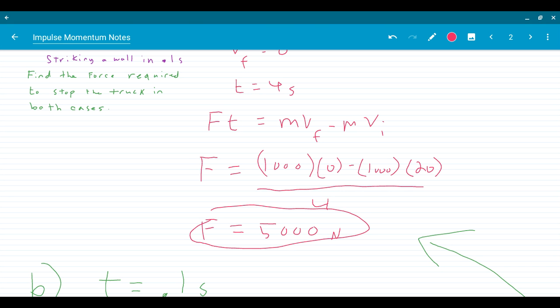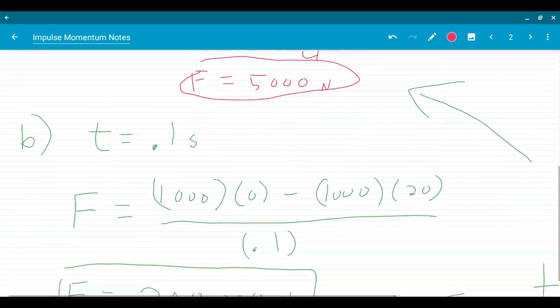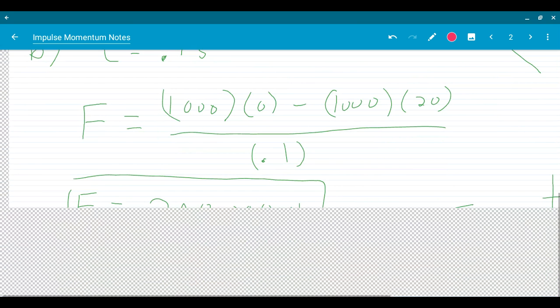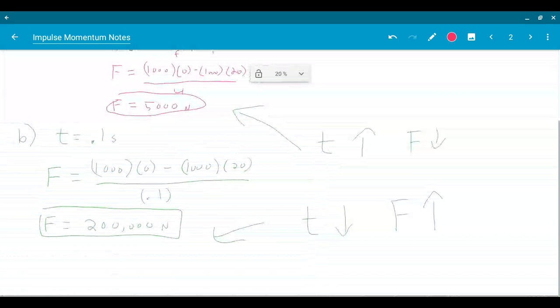But if that truck were in an accident and hit something stationary, let's say a wall like in this problem, that time is going to go down greatly to 0.1 seconds. Everything else will be the same. Still the 1,000 kilogram truck, still coming to rest, and still 20 meters per second initial velocity. This time we're going to divide by 0.1 instead of 4 and get out 200,000 newtons. Now that's a huge difference right there between those two.